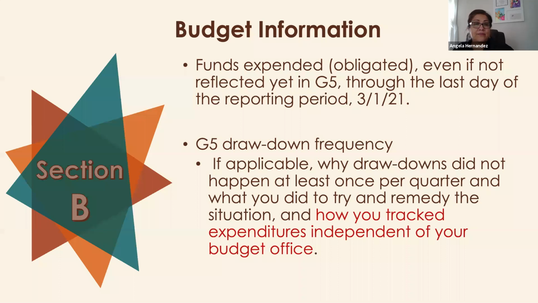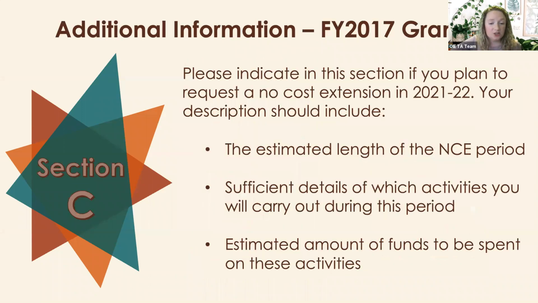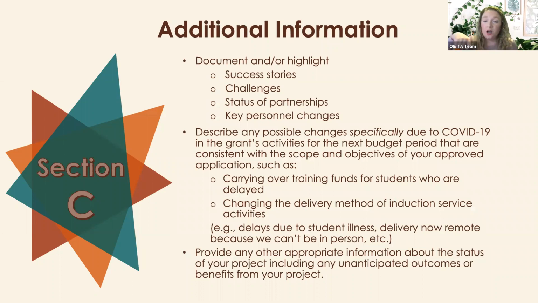Okay, thank you, Sarah. And that's the perfect lead in for section C, which is your additional information section. We talked about before back in the executive summary that you're limited to 2 pages for that executive summary, but I promised there was somewhere else where you could put the rest of that information that you want to share. And we have arrived there. That is section C. So in section C, this is where you can document and highlight those great success stories, the challenges that have been encountered, the status of any partnerships that you have with your program. So what's going on with those partners and any key personnel changes that are happening.